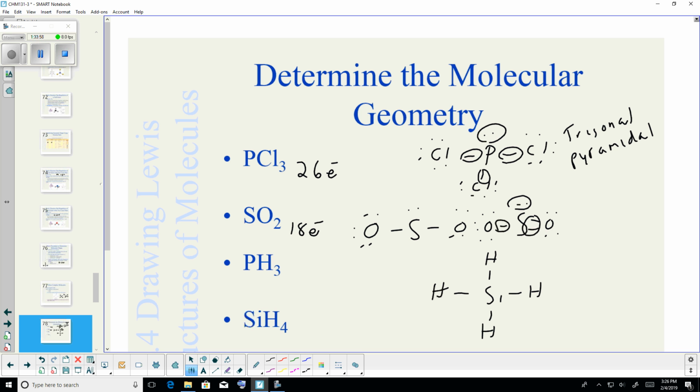And the key to getting the Lewis structure is getting the number of valence electrons right. Chlorine is 7. 7 times 3 is 21. Phosphorus is 5. 21 and 5 is 26.